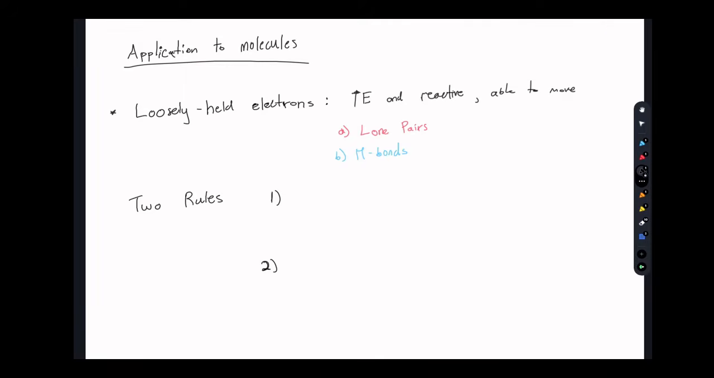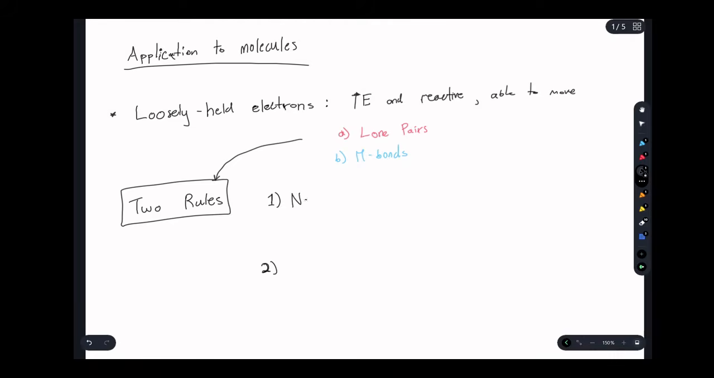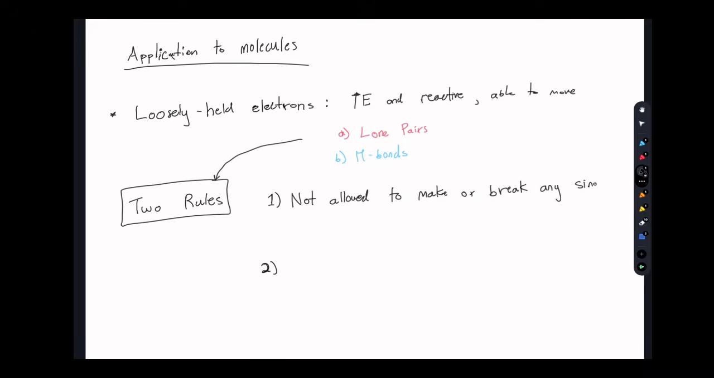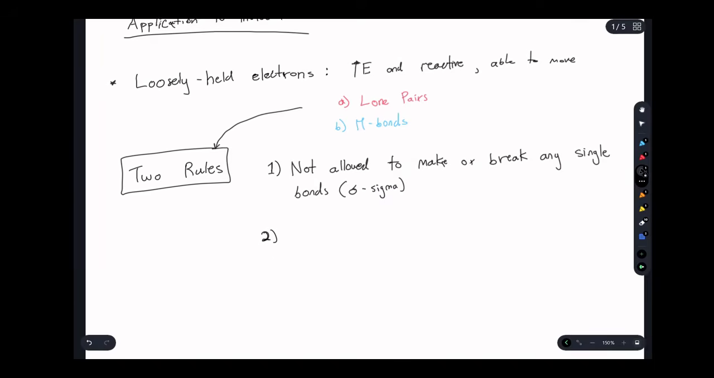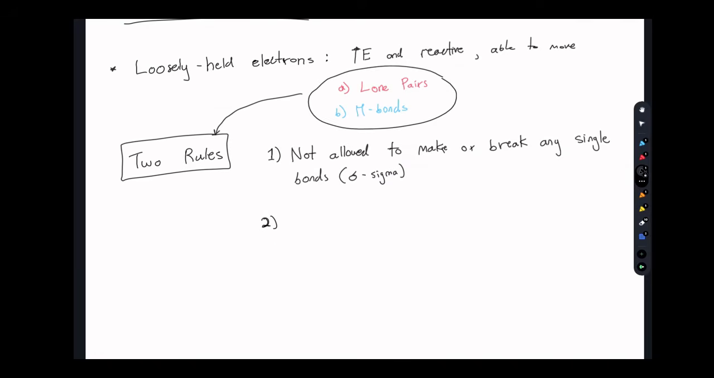However, they don't get to move around without any restrictions. We have two rules that need to be followed for these electrons to move. Rule number 1 is pretty straightforward: you are not allowed to make or break any single bonds. Another way to view this is the sigma bond from hybridization. When you're making resonance forms, this is a very crucial rule. You're not allowed to make or break any single bonds in the process. The only thing that can move are the loosely held electrons.